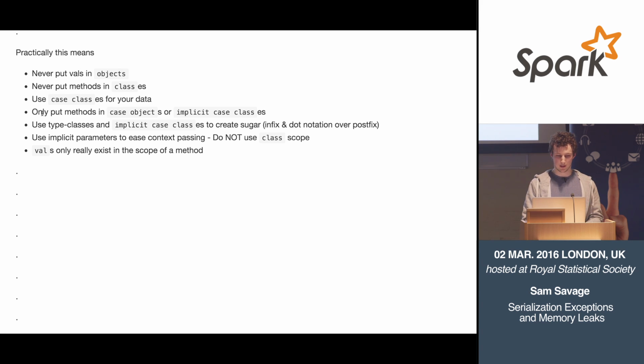Now, if we stopped here at the first four, we'd be limited to only having postfix notation. So we've got a function and then its parameters. And we don't like doing that, do we? We're like A plus B. We don't always want to have to do plus A B. And so to get around that, use type classes and implicit case classes. But don't mix data with your functions. So put all your functions in objects. Don't put any methods in your classes. So you've got a clear separation.